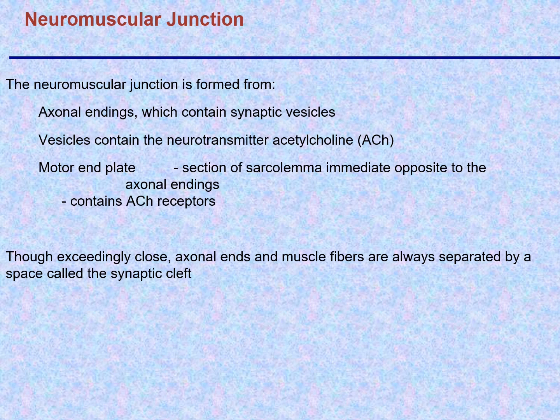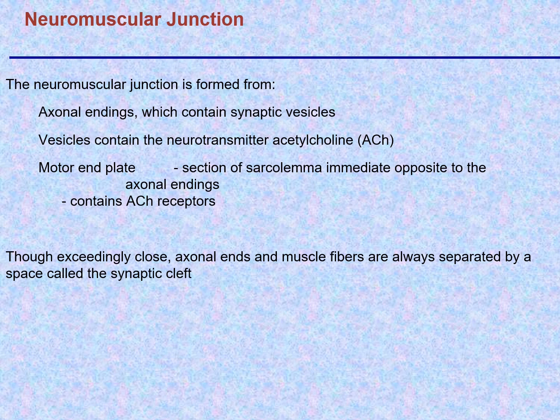So, as I was saying in the first part, motor neurons that are part of the somatic nervous system innervate the skeletal muscle. The axons in the nerves come down to the muscle, and then their endings split apart, and they come very, very close to individual muscle fibers.